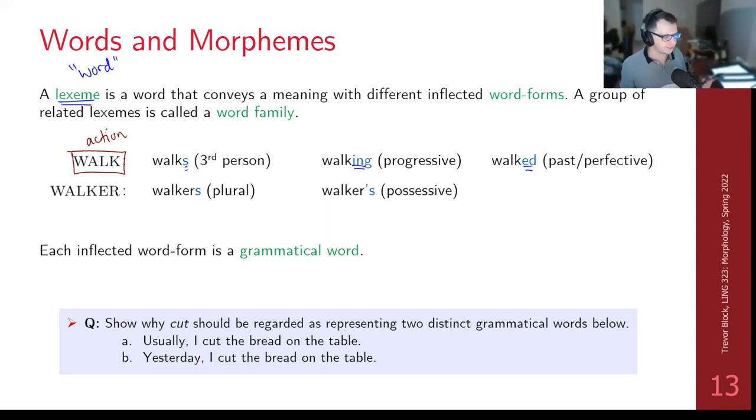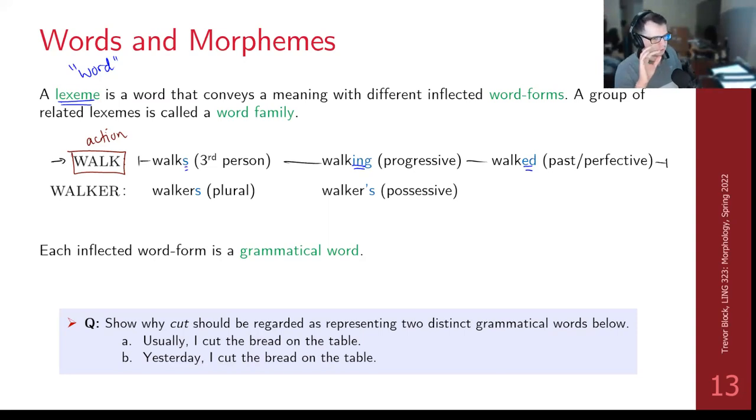In all of these cases, the content, the action is the same, but we have different grammatical meanings associated with it. So the lexeme itself, the word is walk, and we say it has multiple different inflected forms. So these different inflected forms have to do with grammatical meaning. So he walks, I am walking, he walked, he had walked.